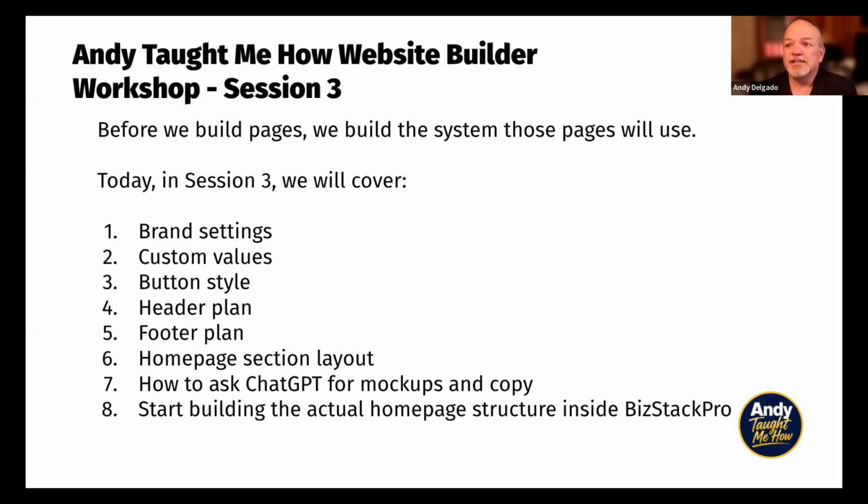So before we build these pages, we need to build, or we built the system that those pages will use. We've spent 2 weeks now talking about how we're going to design it. The brand settings, I'm sorry, today we're going to add those things in. We're going to go back and fill in the blanks in the blueprint, the toolkit, and also in ATMH 04. And we're going to talk about the brand settings, the custom values, the button style, our header and footer, and then our section layout, and then how to ask GPT, can you help me do this? And then we're going to start building the actual homepage structure inside of BizStackPro.